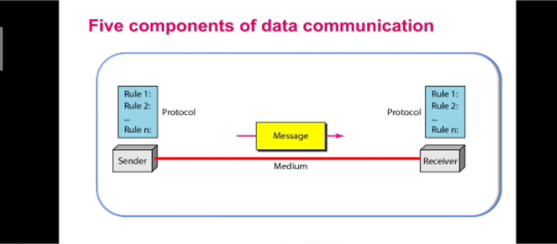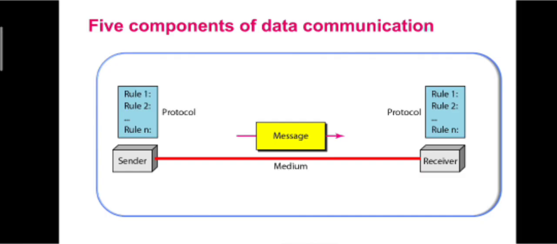Sender. The sender is the device that sends the data message. It can be a computer or workstation, mobile phone, or video camera. Then we'll talk about the receiver. The receiver is the device that receives the message. It can be a computer, workstation, mobile device, telephone handset, television, and so on.